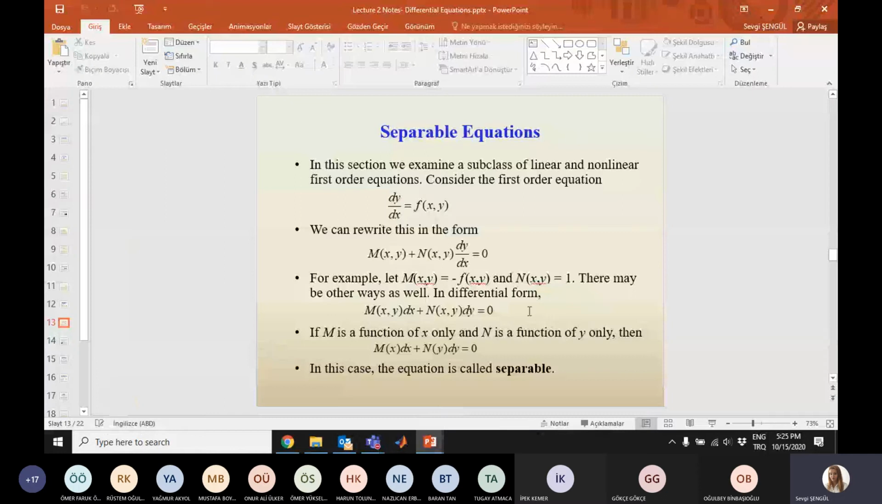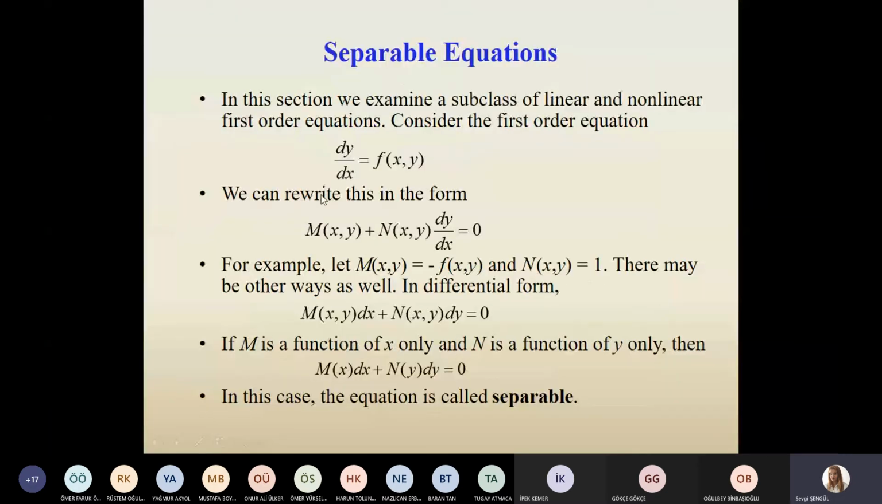Now let's continue with the separable equations. Actually, this is easier. You are already familiar with the separable equations. So we examine a subclass of first order equations again, linear or nonlinear, it doesn't matter. But the property of the separable equations is that you can collect the terms near each other on different sides of the equation. So if you can write your equation in that way, it means that you have a separable equation.